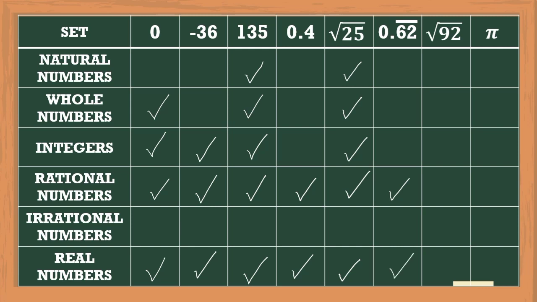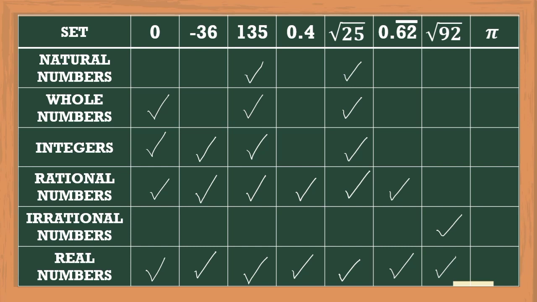Next, square root of 92. So, square root of 92 is not a perfect square. So, hindi po siya natural number. Hindi rin po siya whole number. Hindi rin po siya integer. Hindi rin po siya rational. Of course, kung hindi siya rational, of course, irrational siya. Of course, lahat po ng mga non-perfect squares, irrational numbers po sila. And then, real number ba siya? Of course. Kasi nakukuha natin yung approximate value naman ng square root of 92 kahit hindi siya perfect square.